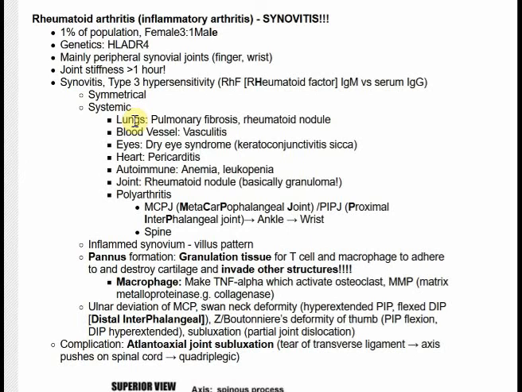The pathophysiology is that you have, this is the key word here, pannus formation. Basically, it's a collection of T cells and macrophages that destroy the cartilage and invade other structures. So the T cells and macrophages from the granulation tissue destroy other structures by activating osteoclasts, activating collagenase, therefore destroying the cartilage. So it's bad. It's much more destructive compared to the non-inflammatory osteoarthritis.